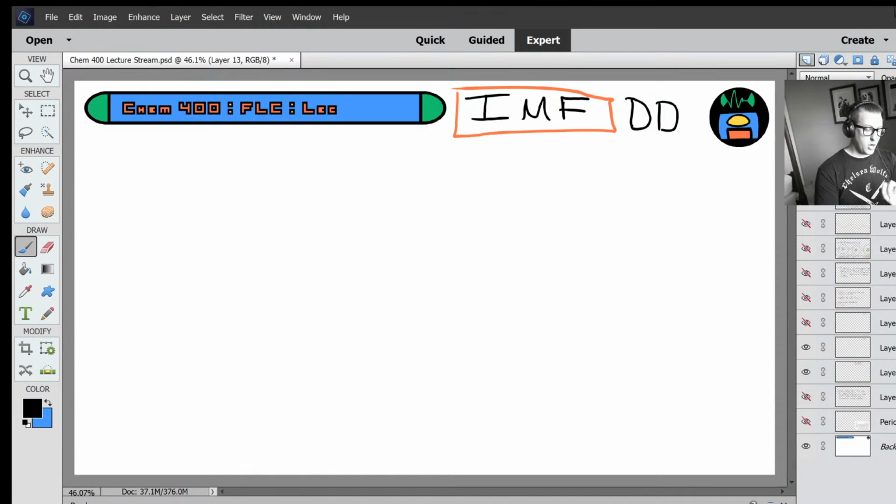Our understanding of dipole-dipole forces is related to our understanding of London dispersion forces. But the biggest difference between London dispersion and dipole-dipole here, I'm going to give you the definition first.